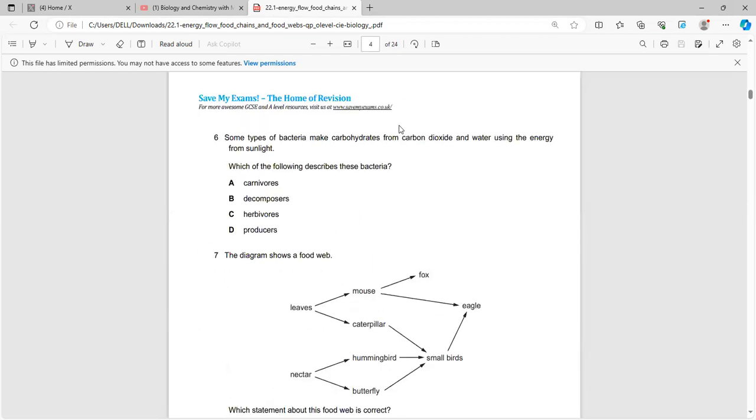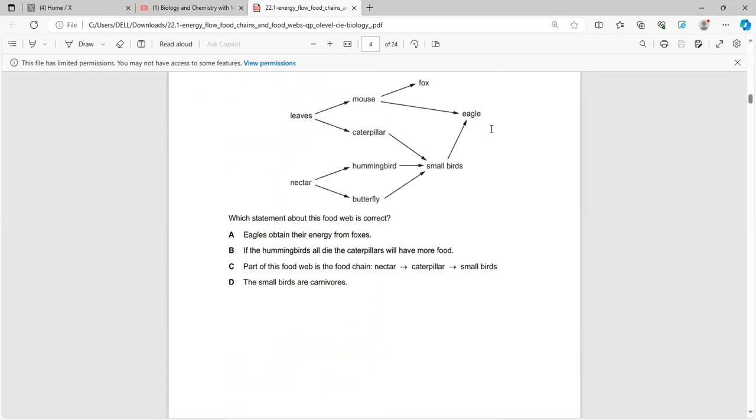Now in question number six, they ask which of the following describes the bacteria. These bacteria are decomposers, but they say that some types of bacteria make their own food by the process of photosynthesis because they use only CO2 and water. So this makes us classify them in the category of producers as well.